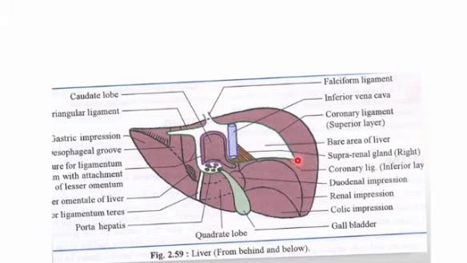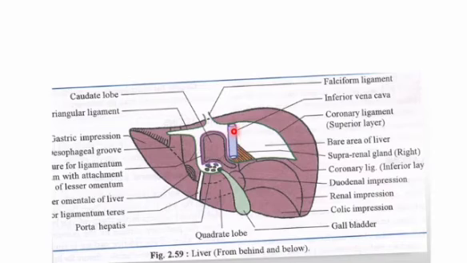The apex is formed by the coronary or inferior triangular ligament. Apex is the right triangular ligament. The base is the groove for the inferior vena cava. So this is the base. And the upper limit and lower limit are formed by the coronary ligaments.